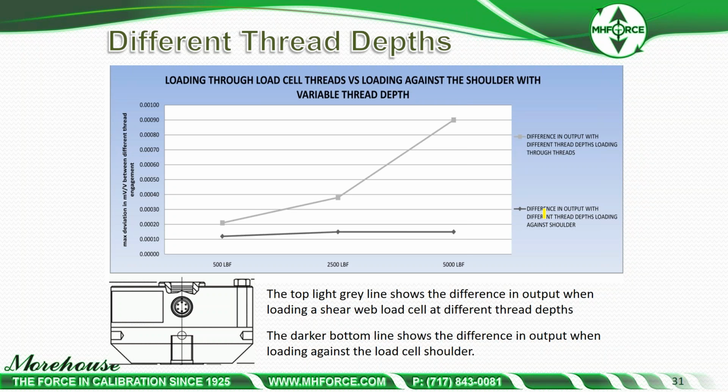The darker bottom line shows the difference in output when loading against the shoulder. So basically here, we can take different thread sizes and different adapter types down here, and as long as we load against the shoulder, the difference should be around 0.1% error, not as large. But if we just vary that depth and we do not load against the shoulder, we can have quite large errors rather quickly.